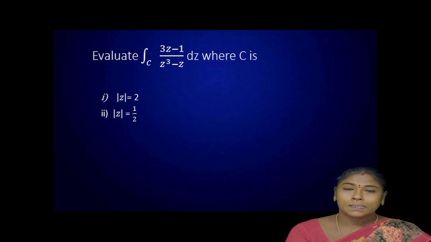Now here C is the circle mod z equal to 2, which represents a circle with center 0 and radius 2. And in the second subdivision, the circle given is mod z equal to 1 by 2. So here it is a circle with center 0 and radius 1 by 2. While evaluating the definite integral, the condition is that your point should lie inside the circle.